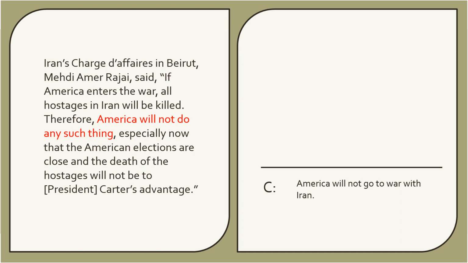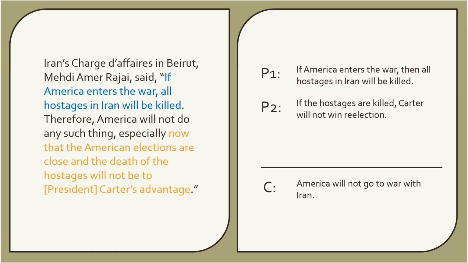Well, why not? What are our premises? And it turns out we have two, and we've seen these before. The first premise says, if America enters the war, then all hostages in Iran will be killed. The second premise says, essentially, if the hostages are killed, then Carter will not win re-election.